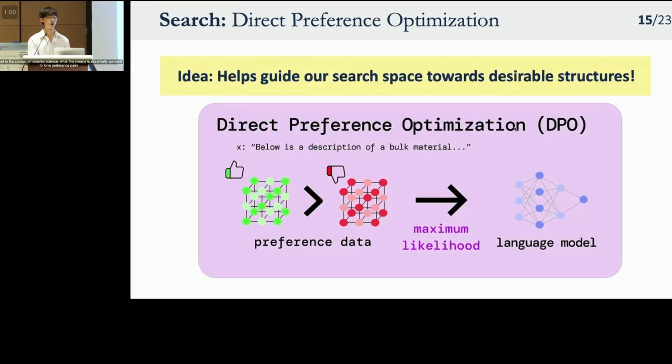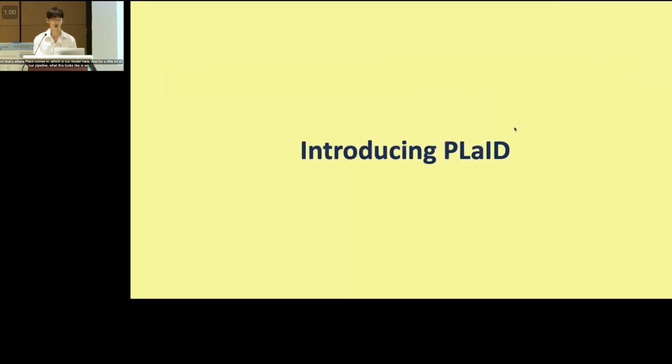And in the context of material science, what this means is essentially we want to form preference pairs where the good samples are stable structures and the bad samples are the unstable structures. And by forming these into pairs, we're now using the model's own generations to teach the model what data is good and what data is not good. And that's where PLaID comes in, which is our model here.